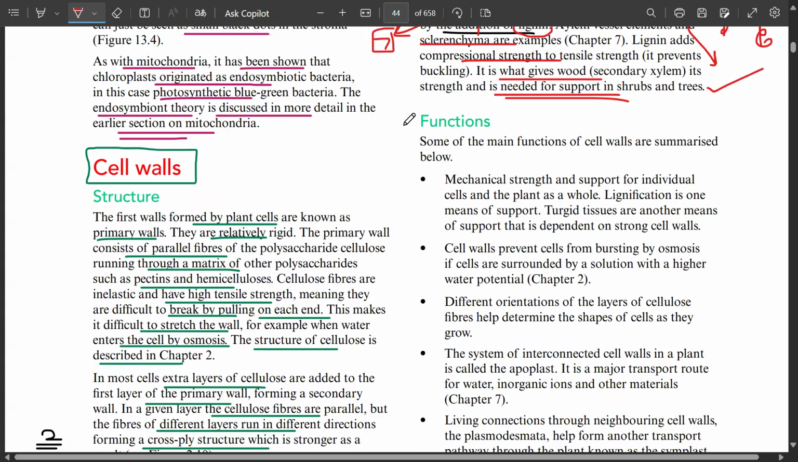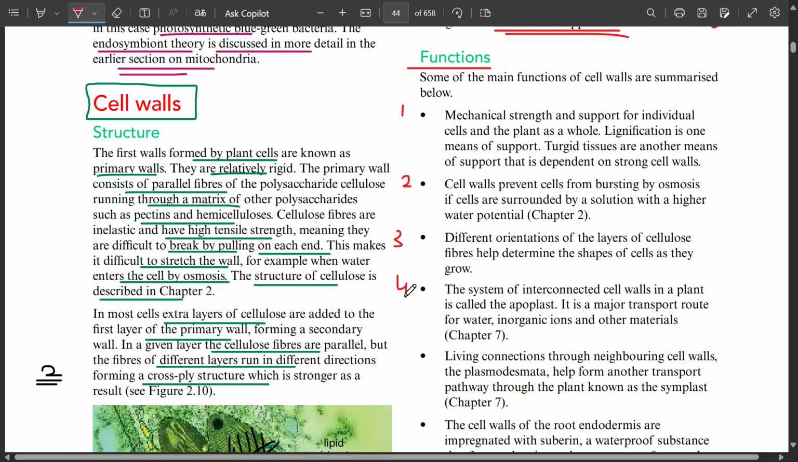Now, what are the functions of the cell wall? Number one, mechanical strength and support for individual cells and the plant as a whole. Lignification is one of the means of support, and turgid tissues are another means of support that is dependent on strong cell walls. Cell walls prevent cells from bursting by osmosis if cells are surrounded by a solution with a higher water potential. Moreover, different orientation of the layers of cellulose fibers helps determine the shapes of the cell as they grow. So, keeping them rigid, keeping them in shape.